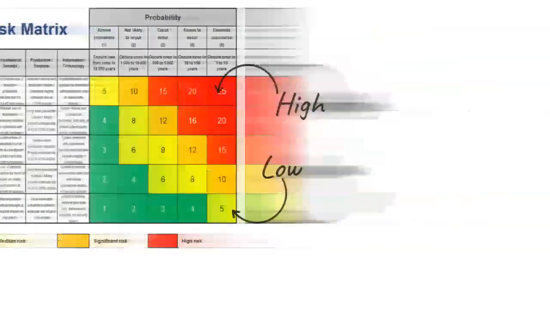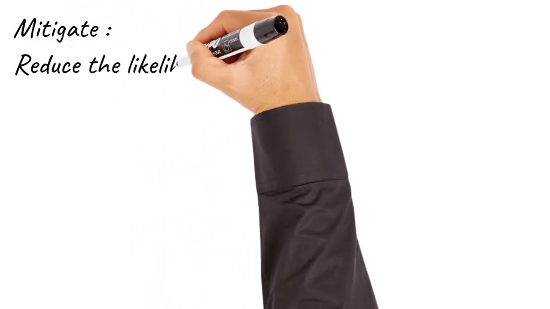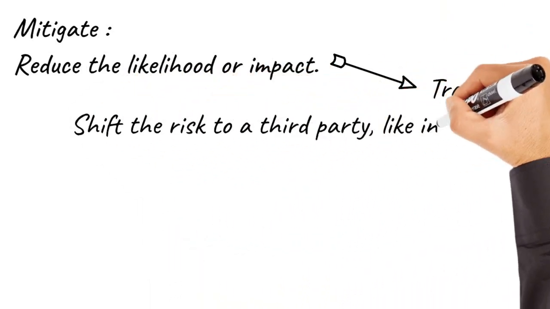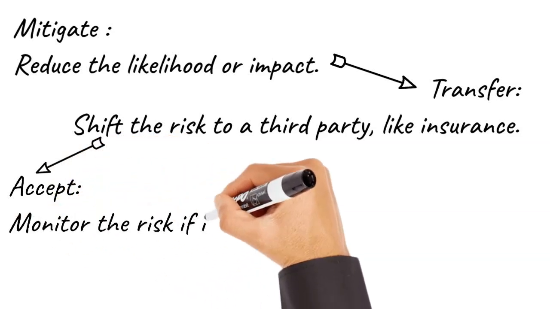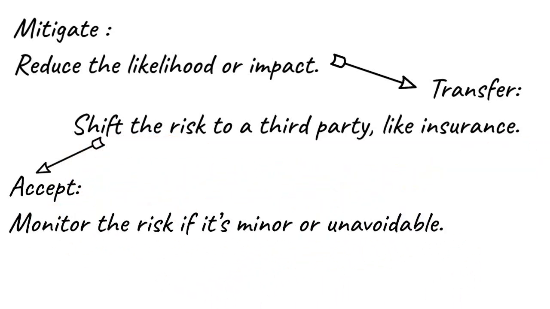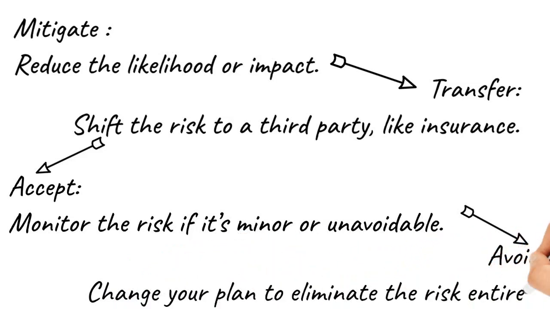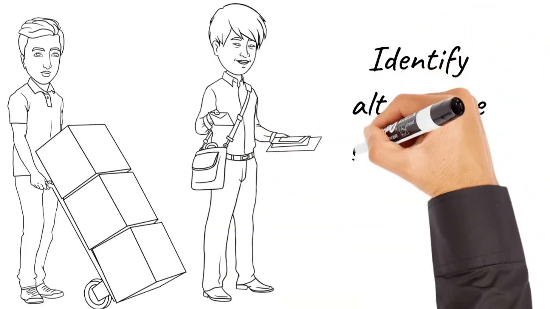Now it's time to plan responses. There are 4 main strategies: mitigate, reduce the likelihood or impact; transfer, shift the risk to a third party, like insurance; accept, monitor the risk if it's minor or unavoidable; avoid, change your plan to eliminate the risk entirely. For example, if supplier delay risk is high, you could identify alternative suppliers to reduce impact.